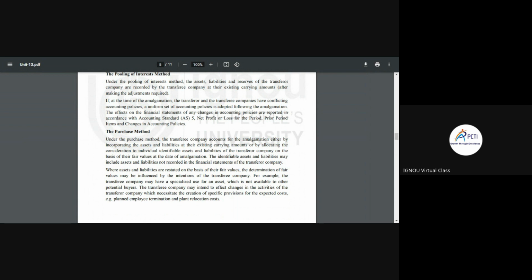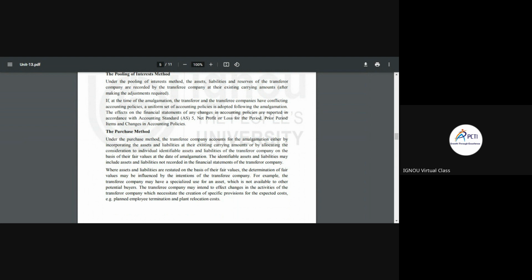So basically, the effect on the financial statements of any changes in accounting policy is reported in accordance with accounting standard, that is AS 5. Then net profit or loss for the period, prior period items and the changes in accounting policy. Then the purchase method.